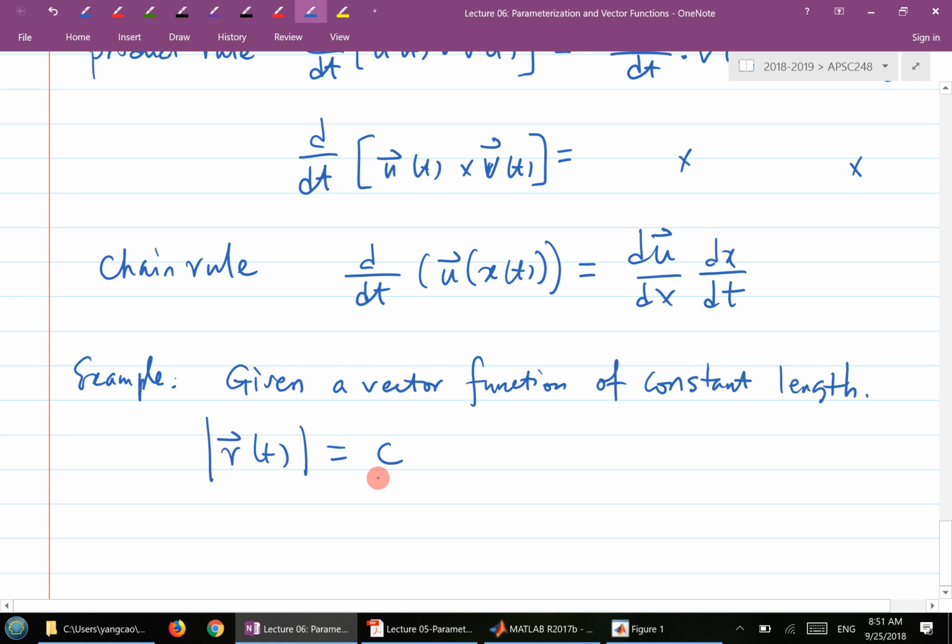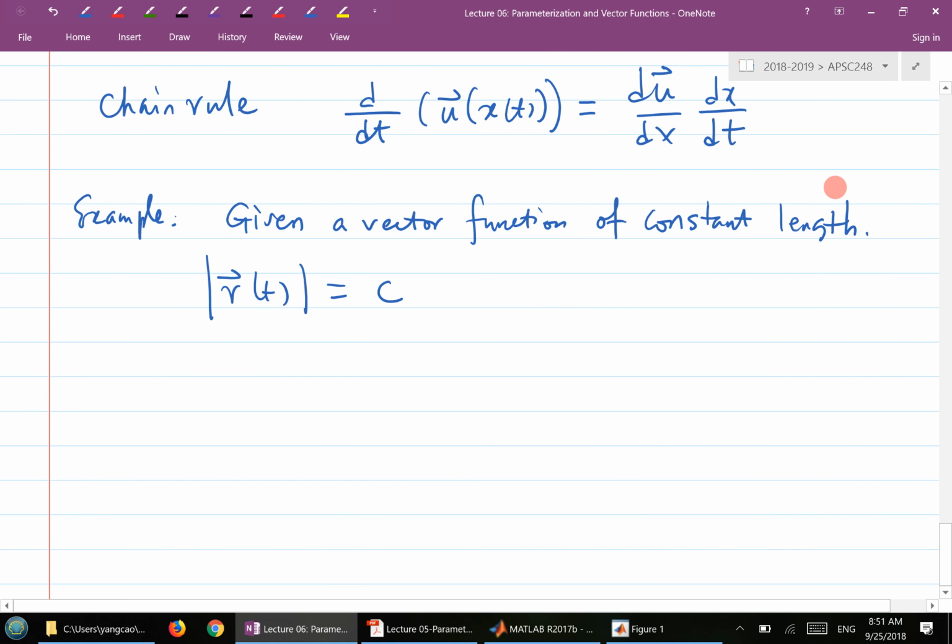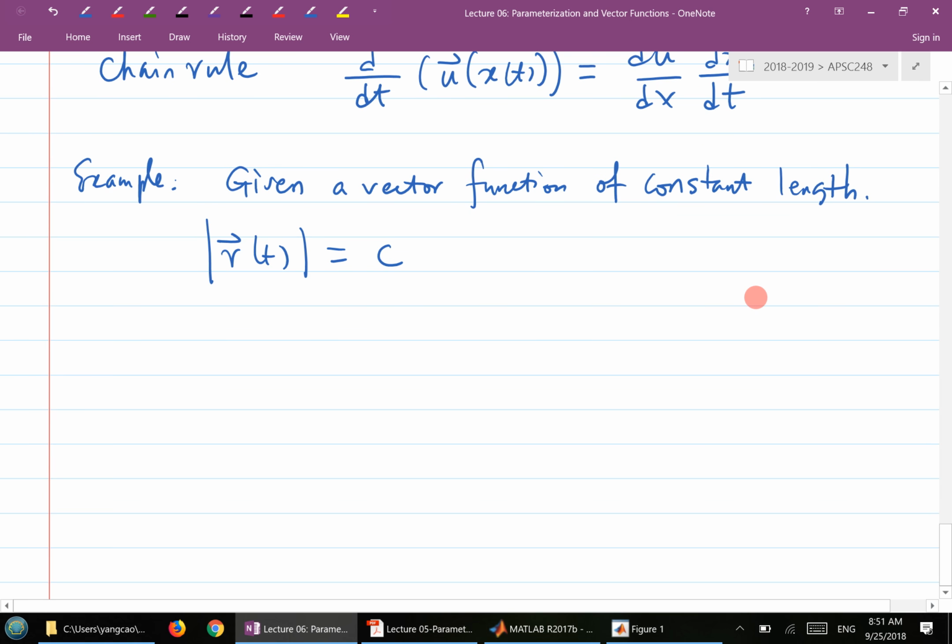So then what's so special about this kind of vector, right? Let's take a look at this particular one here. As a matter of fact, I can give you an example of a certain trajectory that ends up with a vector function of a constant length.